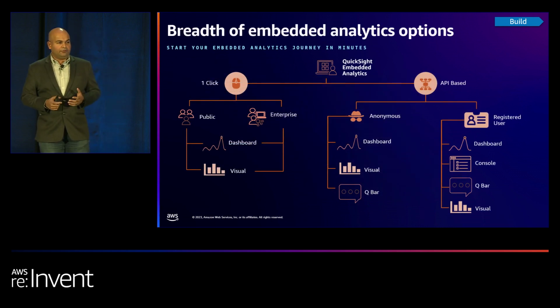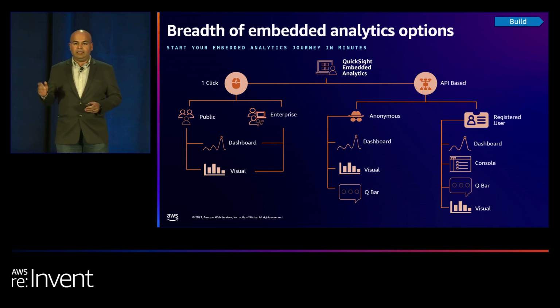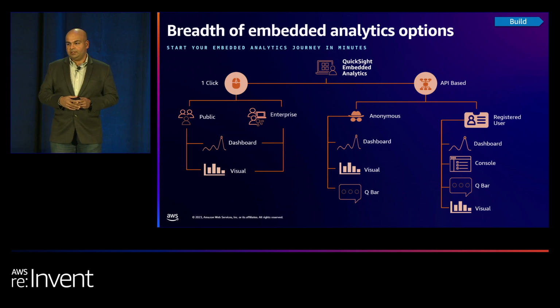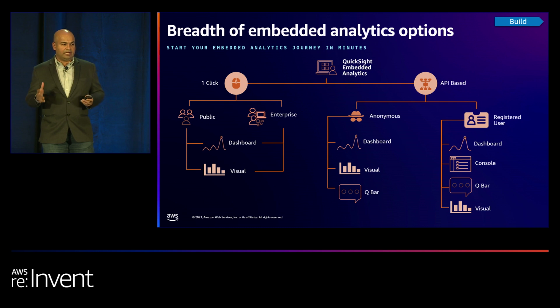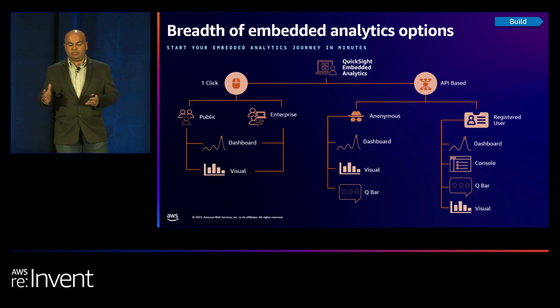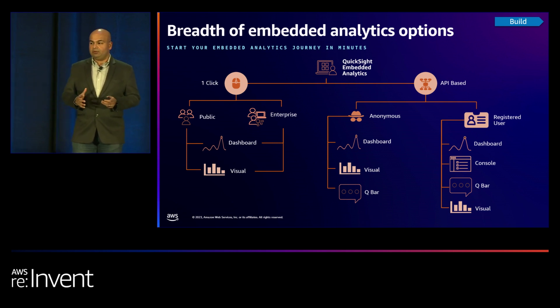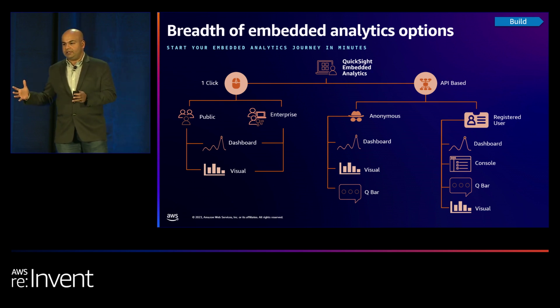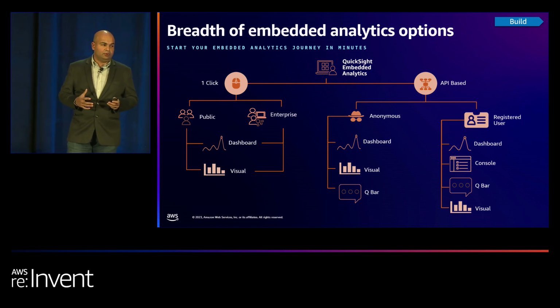Now, for embedding, we offer two distinct models. One is what is called the one-click embedding model, which you see on the left here, and the API-based model on the right. The difference between the two models is that the one-click model lets you get started really quickly and put embedded items wherever you want them to be. So that's great for a quick POC to see what it would look like. It's also great if you're doing this within an enterprise setting, for example, in SharePoint or Confluence or some sort of wiki. On the other hand, the API-based model allows you to do this in two different forms, but optimized for applications.